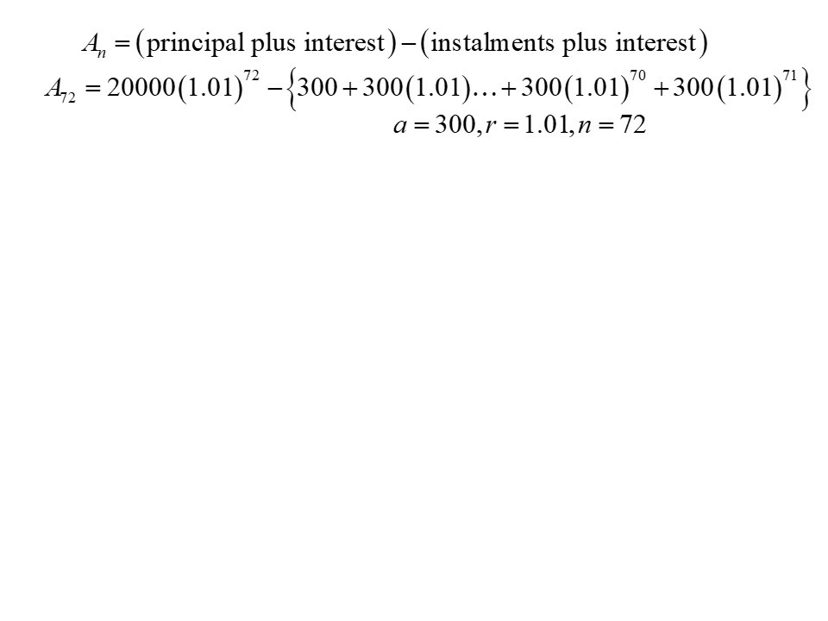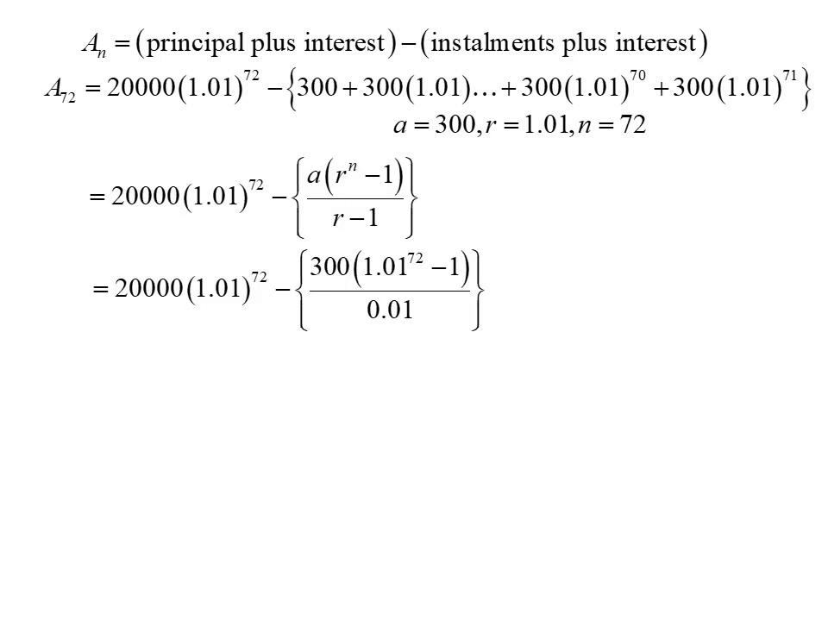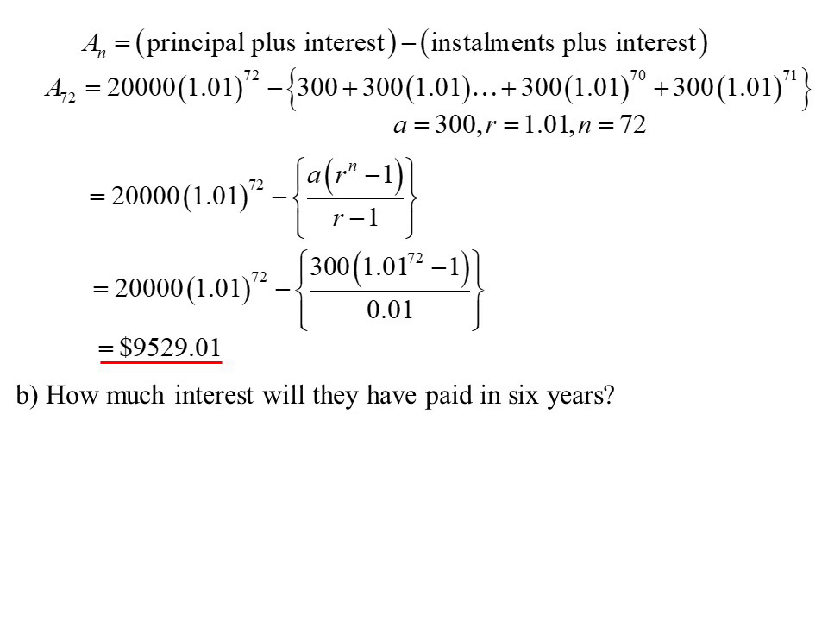The amount owing after 6 years then is one minus the other. And there it is. The second one, there's our geometric series that we can use our formulas for. So if we sub in, and it's just a bit of calculator work now, but there it is, $9,529.01, and you bet your life they'll chase you for that 1 cent, is what they still owe the bank.